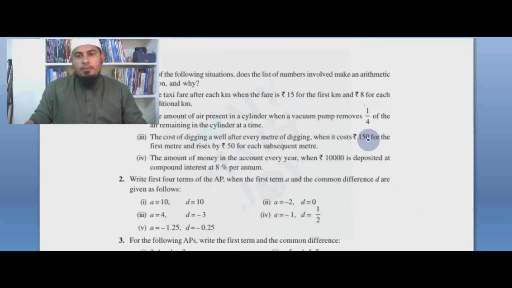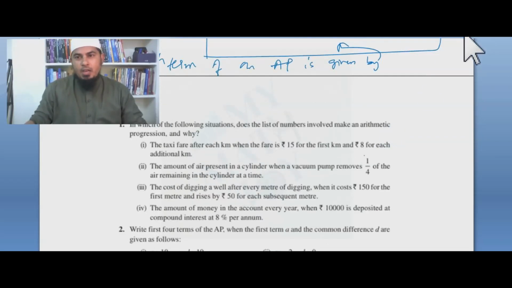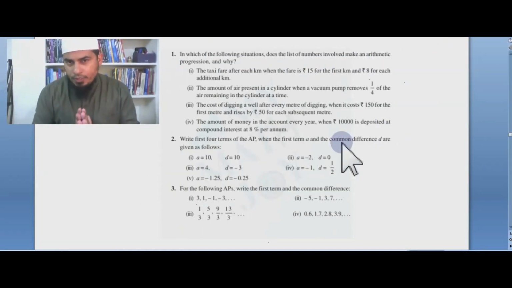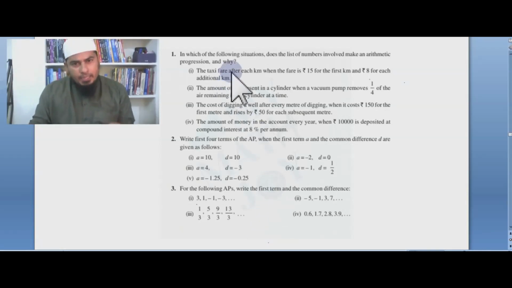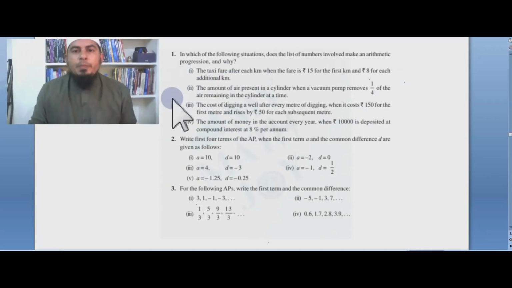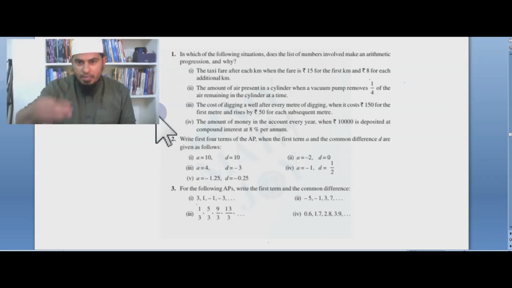Moreover, let us go to the exercise now. Here I brought questions directly from our NCERT textbook. Very easy questions these are. Questions 2 and 3 are dead easy, but in the first one he gave us a word problem. We need to convert the word problem into algebraic form and see whether that form represents an arithmetic progression or not.